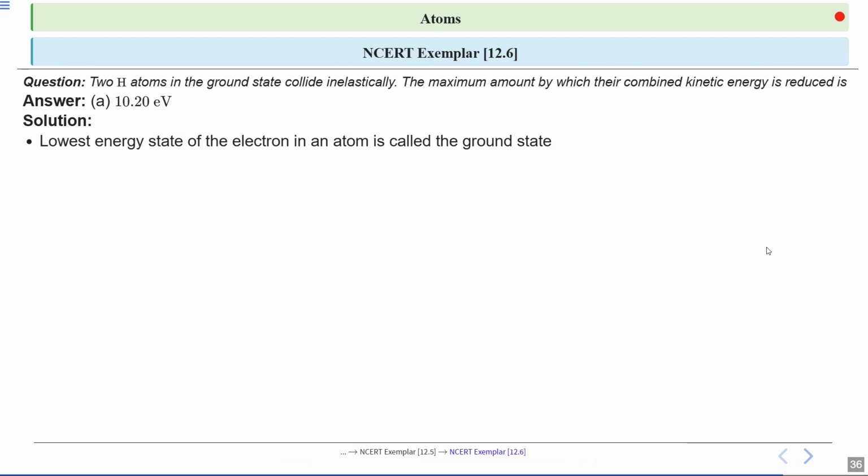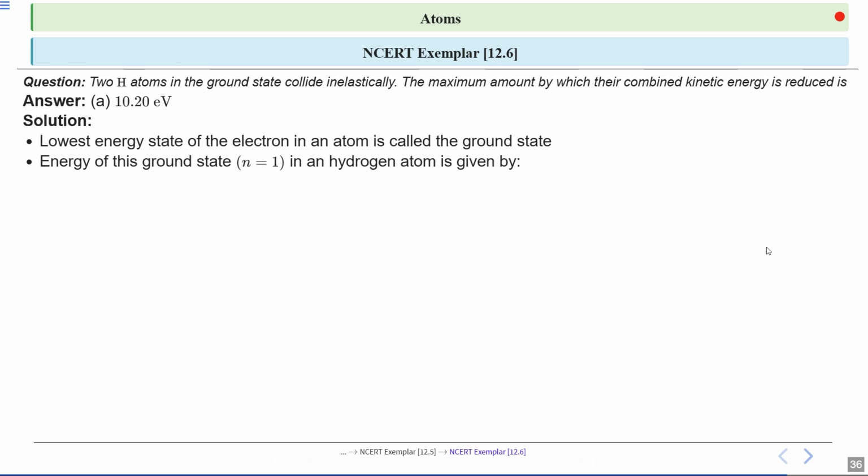So first let's define the ground state. The ground state is the lowest energy level that an electron can occupy in an atom. For hydrogen, this means the electron is as close to the nucleus as possible and the atom is in its most stable form. Now let's talk about the energy of this ground state.